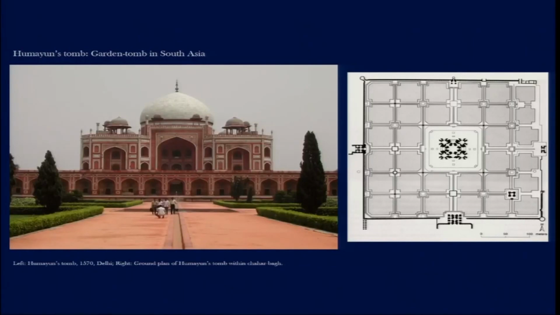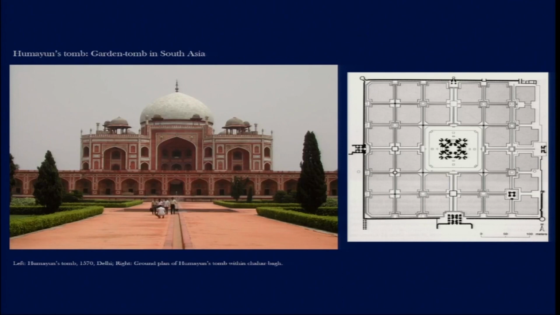So Humayun's tomb is a particular structure that houses the tomb of Emperor Humayun, and it was built by Emperor Akbar in the 16th century. Humayun's tomb was completed in around 1570, and we see that this is the first kind of tomb which was built at the center of this Charbagh garden.